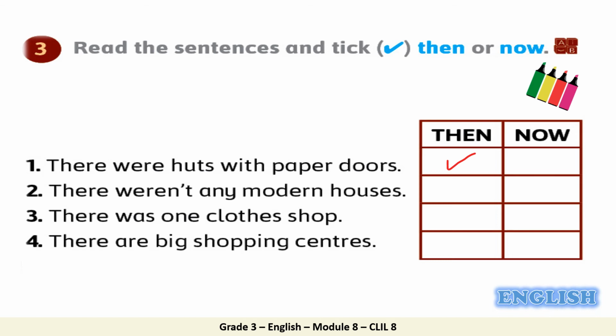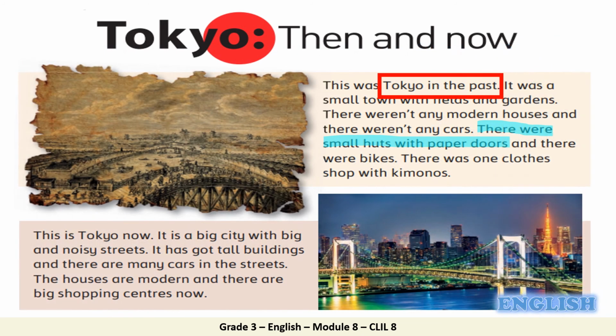Welcome back. Let's do number 2 together. There weren't any modern houses. Is it then or now? Let's go back to the text to find the answer. There weren't any modern houses. In which part of the text? Is it in the past or now? Super, in the past. So the answer, is it then or now? Brilliant, then.